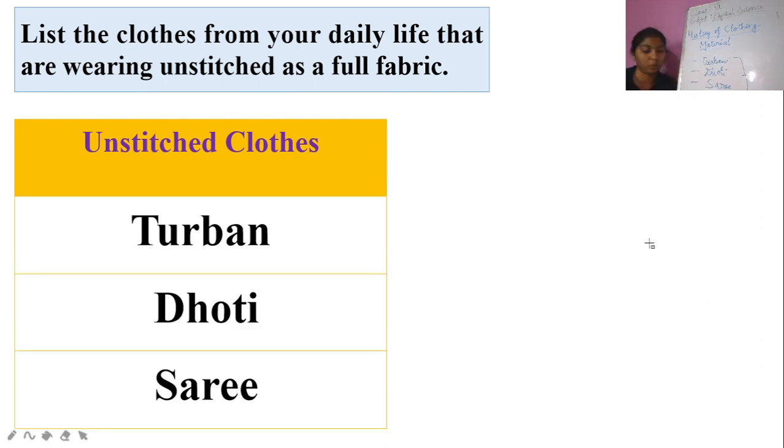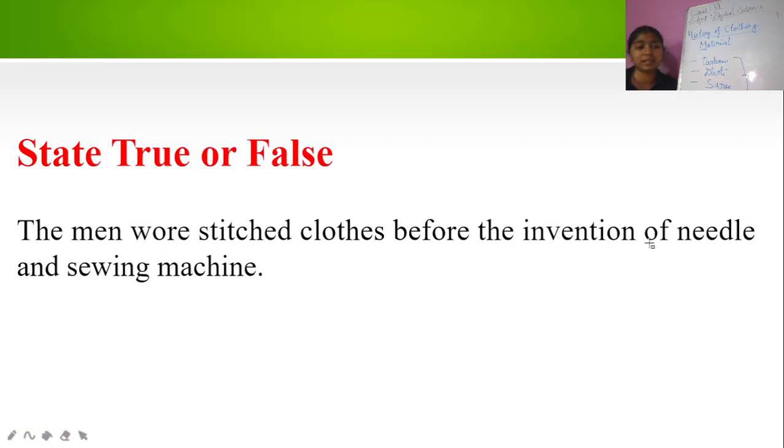Okay, students. Now this is a true or false. Men wore stitched cloth before the invention of the needle and sewing machine. You have to tell me whether this is a true or false statement. Write down your answer in the comment box, students. So yes students, very good. Basically it is a false statement, right?